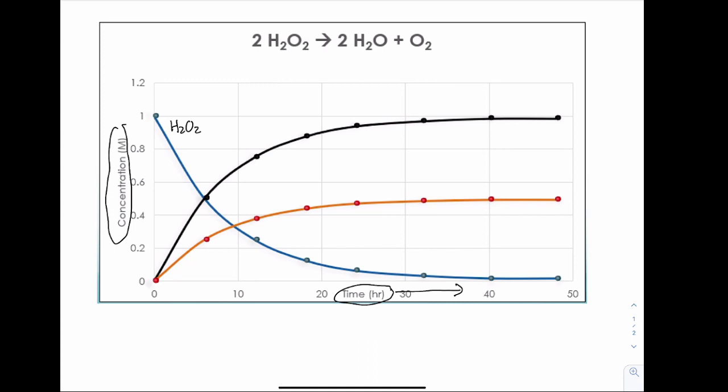The orange and the black lines are representing my products, right? At the beginning, I have none of it. At time 0, my concentration is 0 because it's a product. We haven't formed it yet. As time goes on, my concentration's increasing. Then the question is, well, which is water, which is oxygen? Again, remember, I'm forming 2 water for every 1 oxygen, so it's twice as fast. So this black line is representing water, and the orange line is representing oxygen.